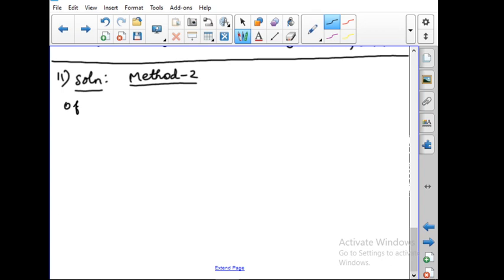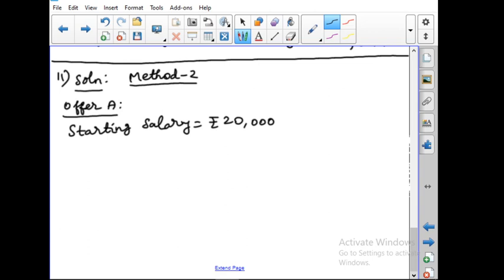The company has given two offers. The first one is offer A. Offer A is what? The starting salary they have given equal to rupees 20,000. Next they have given the annual increment, equal to 6%. Increment means always we have to add it with the salary.